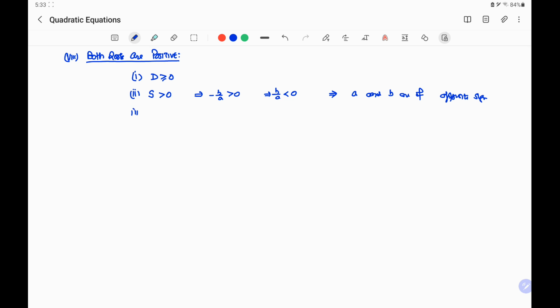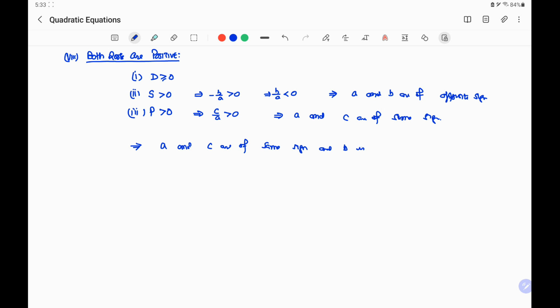And the third condition is that the product of the roots will also be greater than 0. This implies that c by a is greater than 0, or a and c are of same sign. So finally we conclude that for the coefficients a, b, c of the quadratic equation, a and c are of same sign and b is of opposite sign. Then the roots will be positive.